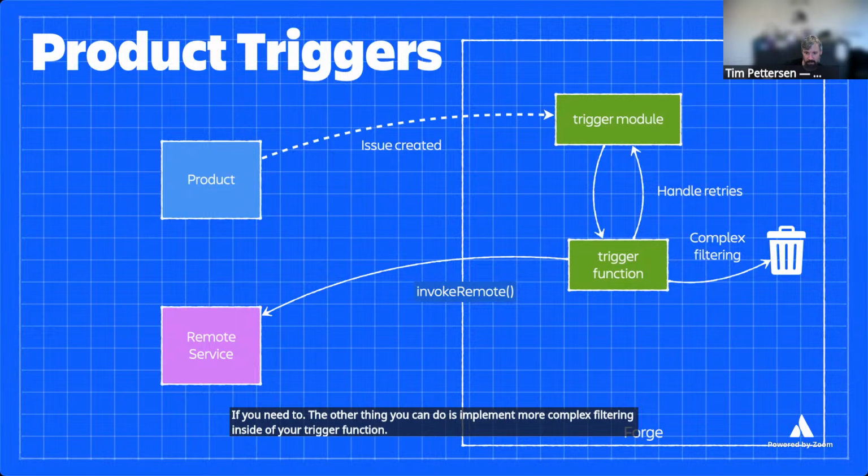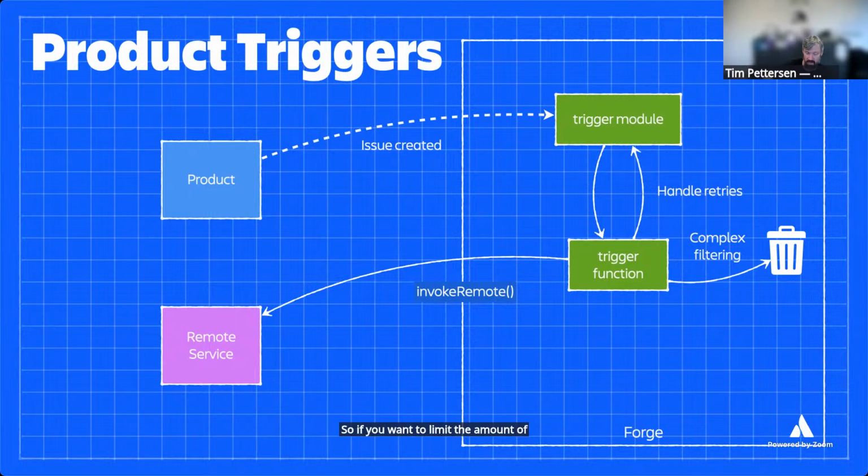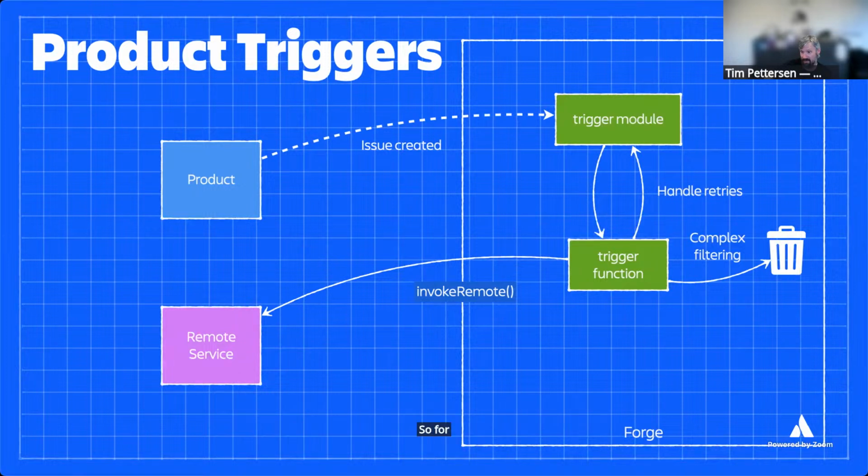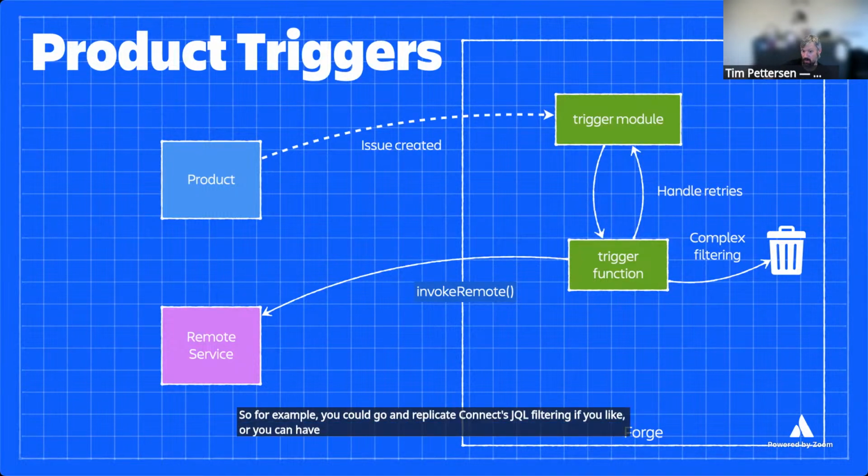So if you want to limit the amount of remote processing logic you have in your remote service, or limit how many requests you send over the wire, you can implement your own filtering inside of Forge. So for example, you could replicate Connect's JQL filtering if you like, or you can have any other criteria where you can drop events inside of the Atlassian Cloud rather than emitting them remotely.